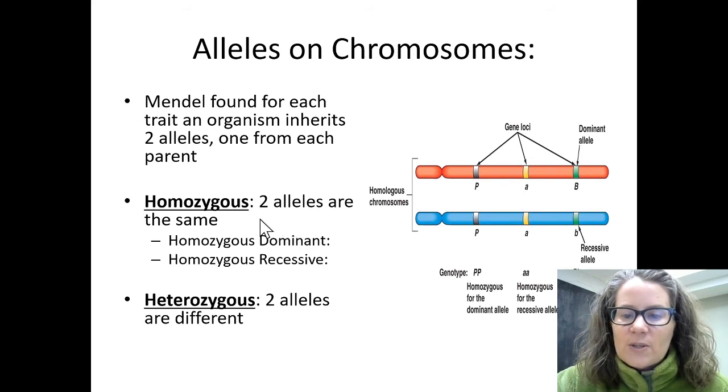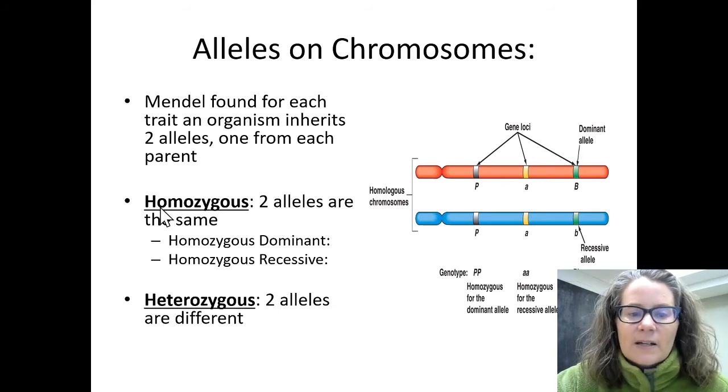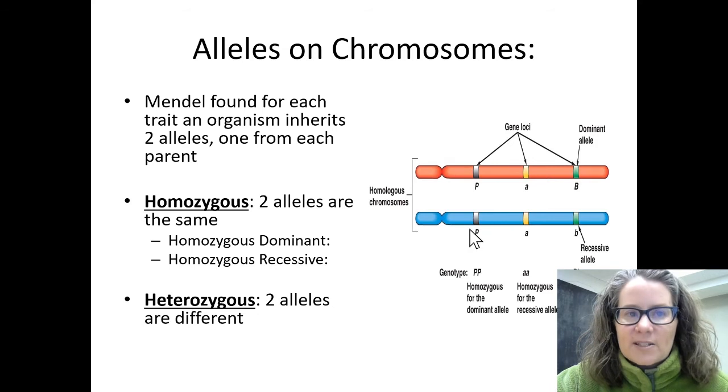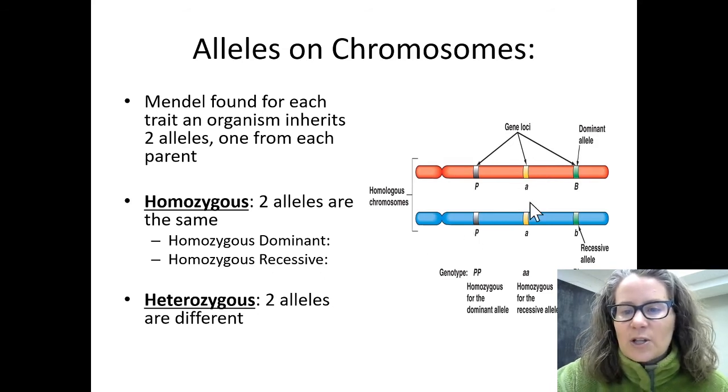So if you had 2 alleles that were the same, Mendel called you homozygous. Homozygous dominant could be like purple flower color. If you inherited a purple on this chromosome and a purple on this one, you would be homozygous purple for flower color. Homozygous recessive might be 2 lowercase letters.